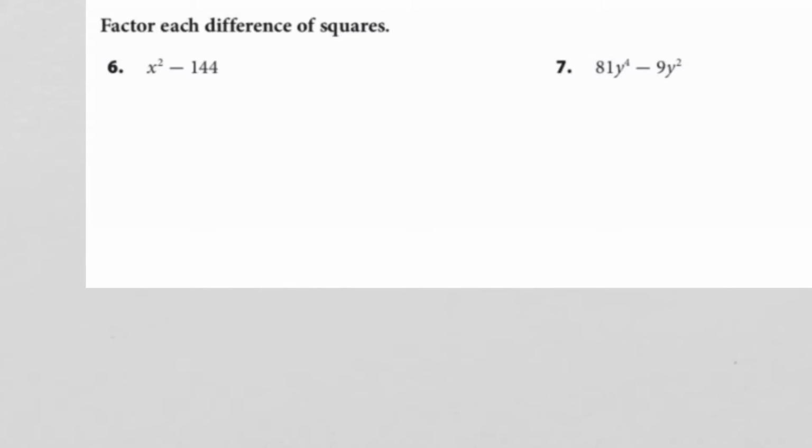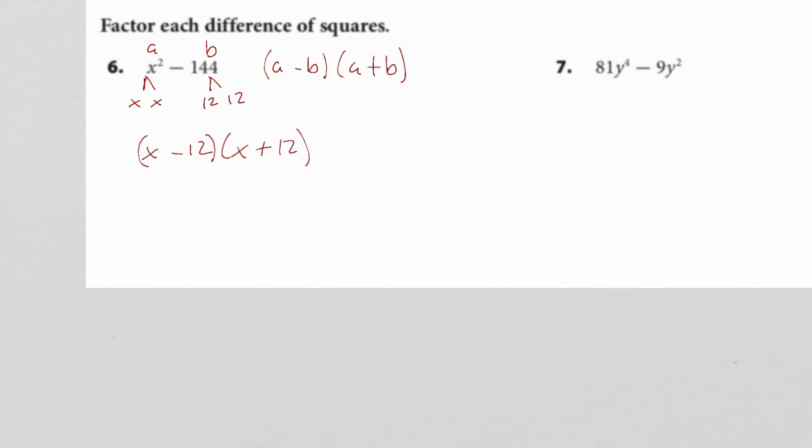So this is difference of squares, right? This is an x, that's an x. This is 12, that's 12. I know when this condition happens, it's going to be a minus b times a plus b. If this is my a, this is my b, we're talking about x minus 12 times x plus 12. Done.